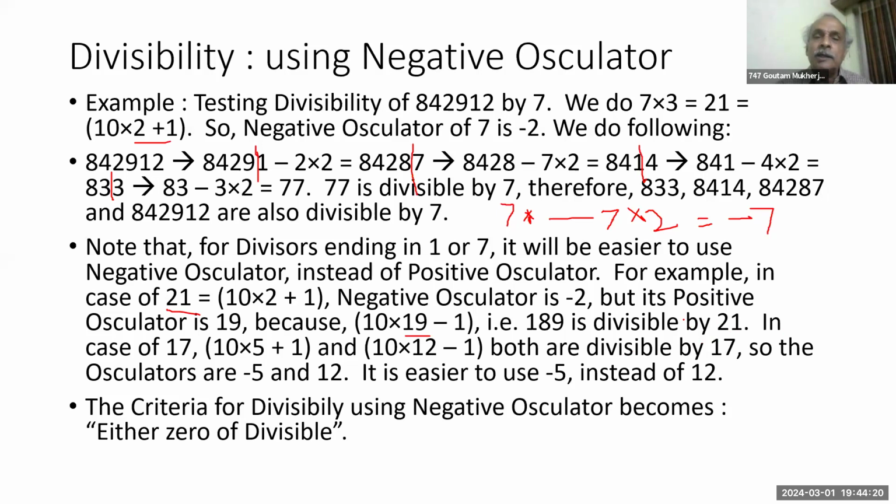but when you use the negative oscillator, in case of 21 it is minus 2. In case of 31, it is minus 3. In case of 41, it is minus 4. So big numbers become small numbers, isn't it?